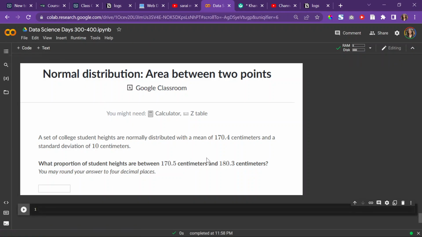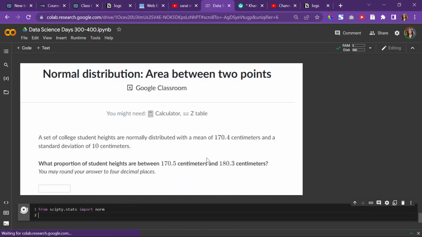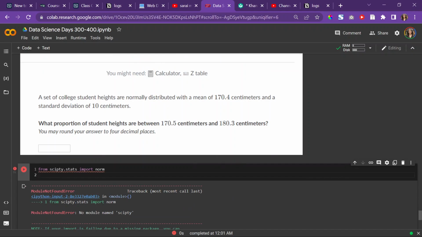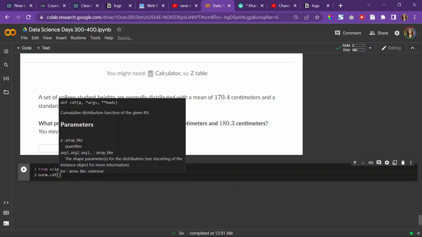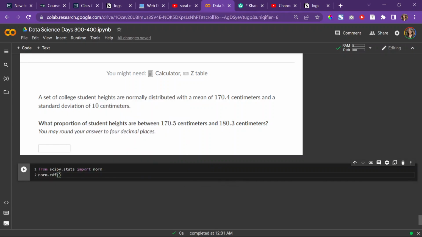So I'm trying to think. First things first, normal distribution, I need the normal CDF function. So I'll import that from scipy.stats norm. So norm in Python is the equivalent to normal CDF. All right. So I'll do norm.cdf, and what I think I'm going to do is, because a normal distribution, the sum of it is 1, right? So what I'll do is I'll get the area or the proportion below 170.5 centimeters, and then I'll get the proportion above 180.3, add those two proportions together, and then subtract that from 1 to get the space in the middle. So I'll do that.